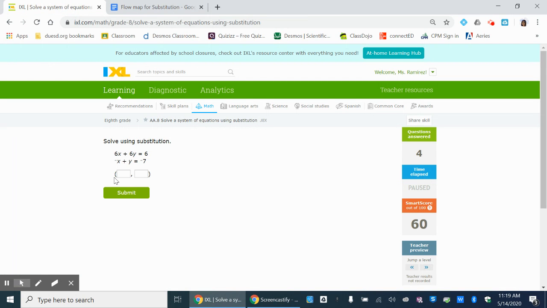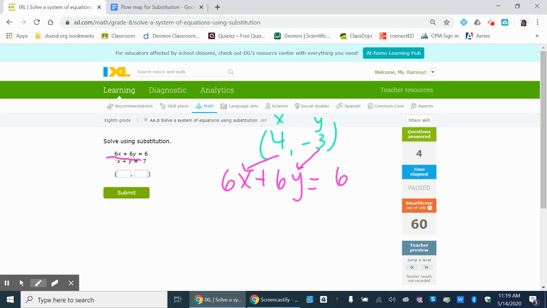What I mean is check your answers, you guys, because these get more complicated and I don't want you to get it wrong just because you didn't double check it. I'm going to use purplish for the first equation. So we have 6x plus 6y equals 6. We're going to plug in 4 for x and negative 3 for y. So now this becomes 6 times 4 plus 6 times negative 3 equals 6.